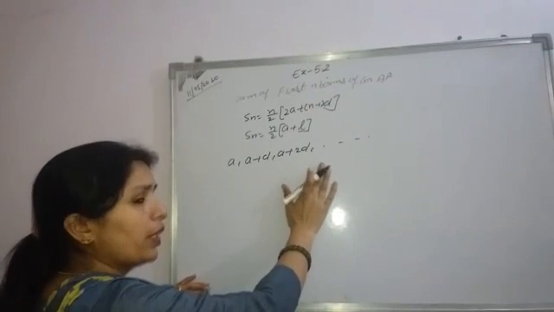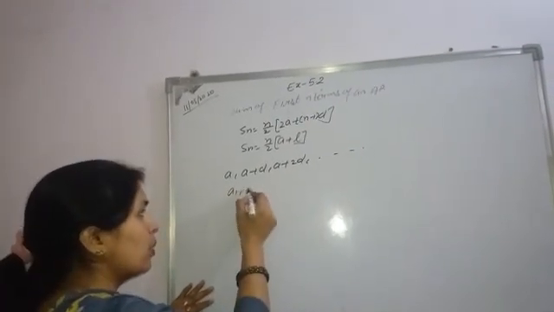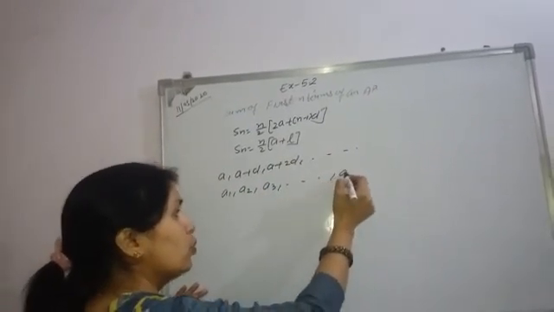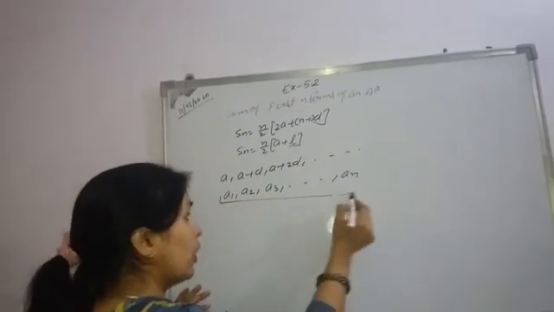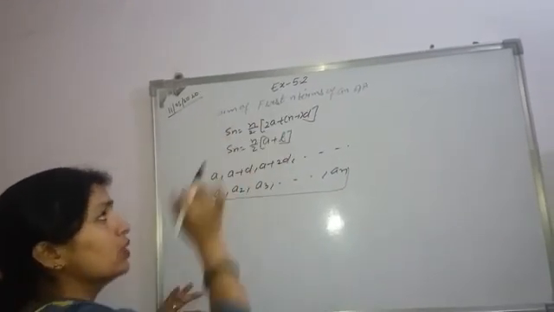And if we want to find out the sum of first n terms, it means a1, a2, a3 up to an. So we want to find out the sum of these n terms of an AP. This is the meaning of this term.